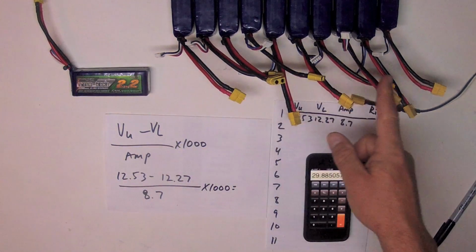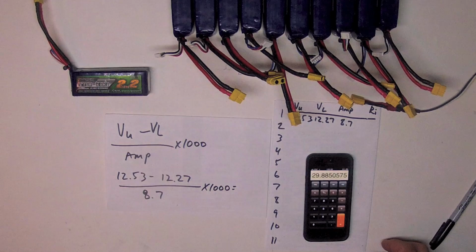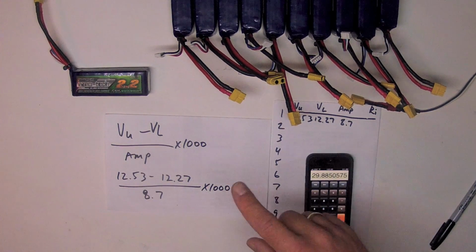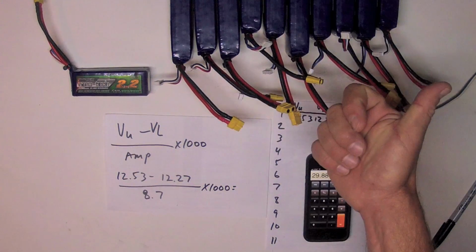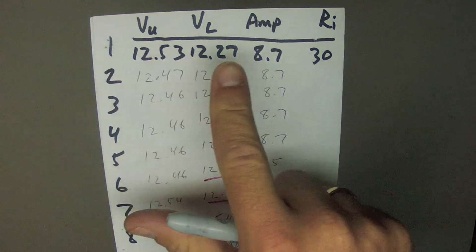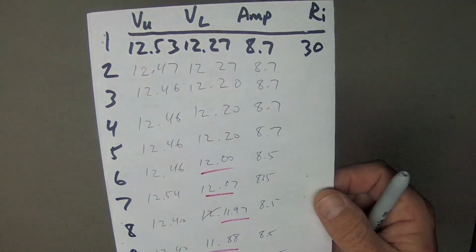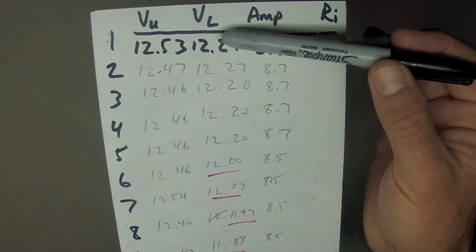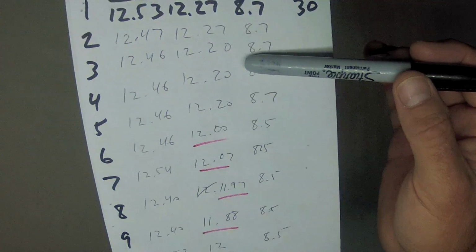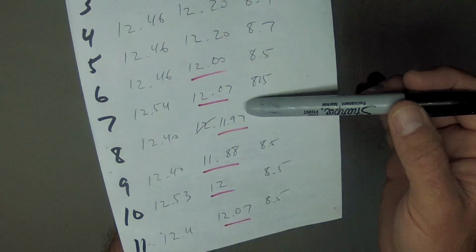I'm going to go ahead and test all the rest of my batteries and compare their internal resistance with their historical internal resistance and see which ones are still good to fly and which ones I might need to throw out. So after measuring the unloaded and loaded voltage and amperage of each of the batteries with the test load, you'll see that the loaded voltage varies somewhat between 12.27 down to 12 volts and below.